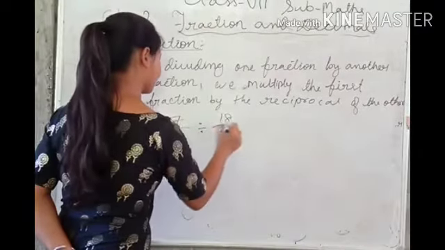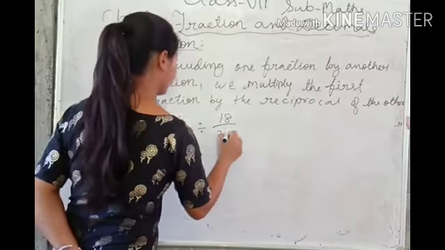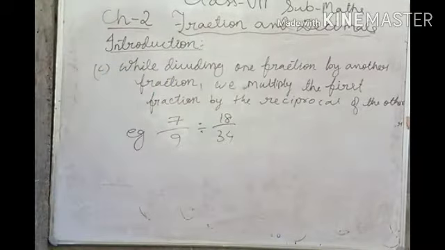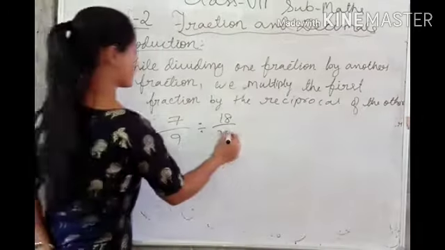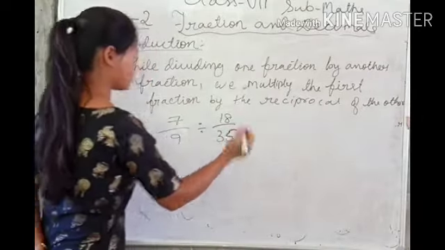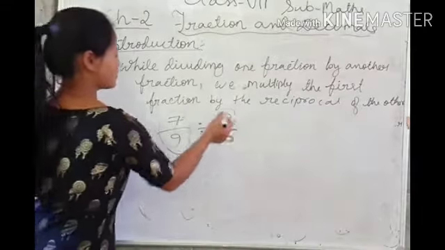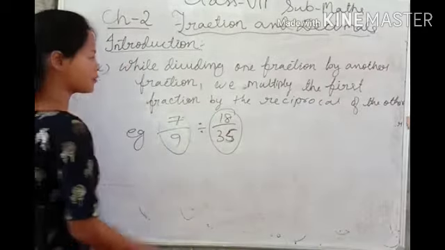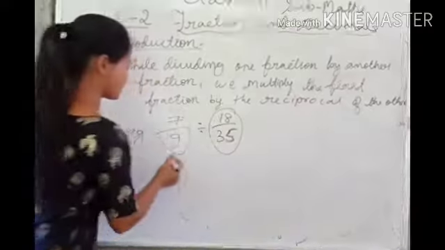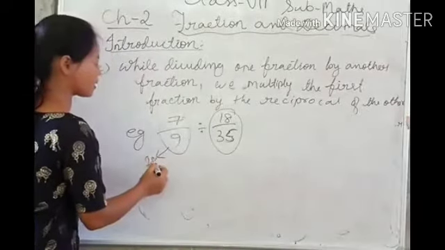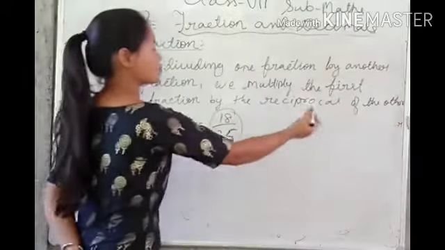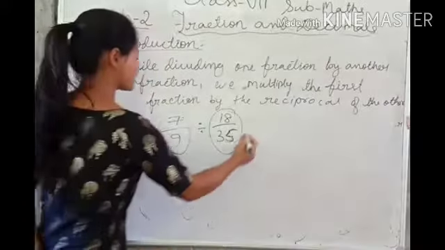I will write this upon 34. Okay, this upon 34. Suppose I write 35. I will give this example. Now one fraction is divided by another fraction. Then what do we do? We multiply the first fraction. This is our first fraction, isn't it? We multiply the first fraction by the reciprocal of the other.